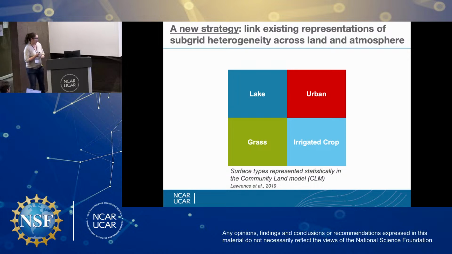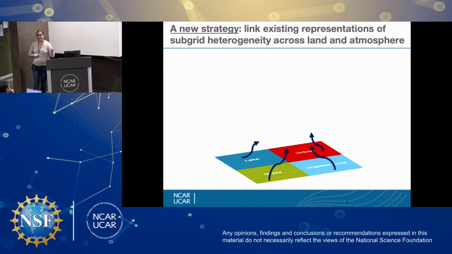So the good news from the land modeling side is that I haven't changed anything in terms of how I'm treating heterogeneity from the land. You can imagine we have this grid cell, and this is actually the grid cell I'm going to show you later, so good news. The grid cell is evenly split between lake area, urban area, grass, and irrigated cropland. Within CLM, those are represented statistically, so we don't know that they're all connected, but we do know that each of these individual surfaces has unique fluxes and states that arise from them.